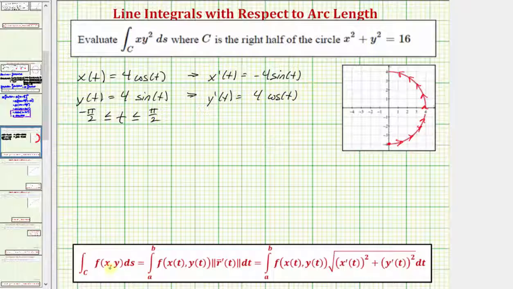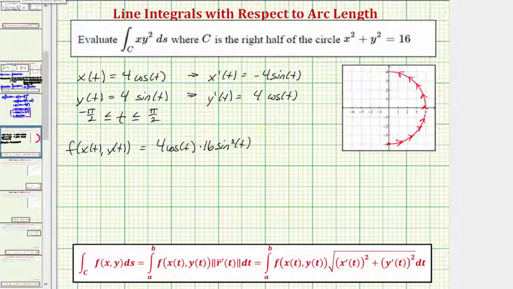And we also need to write the integrand function f equals xy squared as a function of t. So f of x of t comma y of t would be equal to, well again, x is 4 cosine t, and y squared would be 16 sine squared t. Now we have all the information we need to evaluate the line integral.